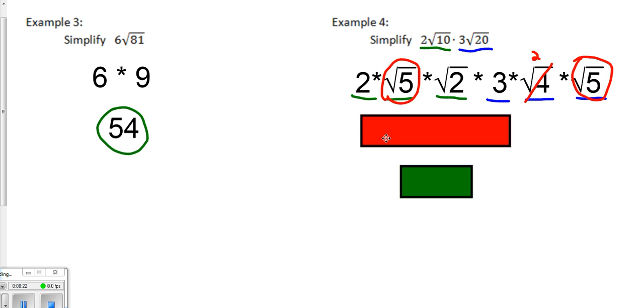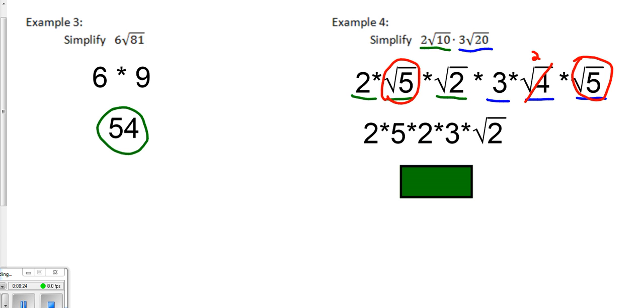So right now, as we simplify everything, we would say this 2 is still 2. Square root of 5 from right here and the square root of 5 from right here become this 5 right here. This square root of 4 becomes this 2, because the square root of 4 is 2. This 3 whole number stays right here, and the only thing that is left over is this square root of 2 then.